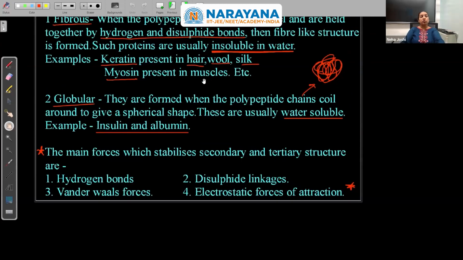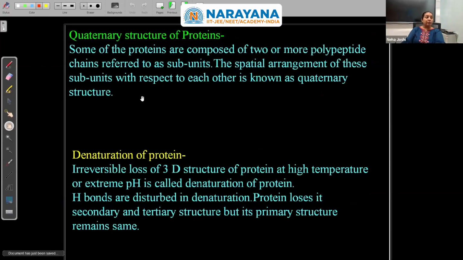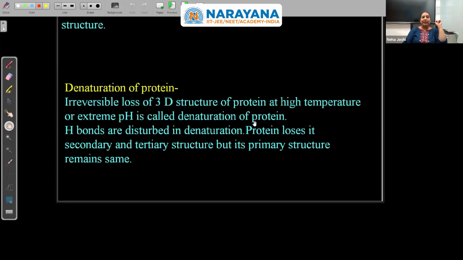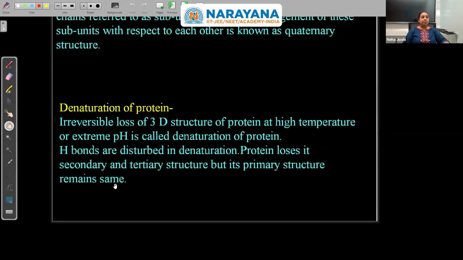Quaternary: some of the proteins are composed of two or more polypeptide chains. Then they are referred to as subunits. The spatial arrangement of these subunits with respect to each other is known as quaternary structure. Denaturation of protein: irreversible loss of three-dimensional structure of protein at high temperature or extreme pH is called denaturation. And in denaturation, we never lose the primary structure. We simply lose the secondary and the tertiary structure, but the primary structure, that is the sequence of amino acids, remains the same.